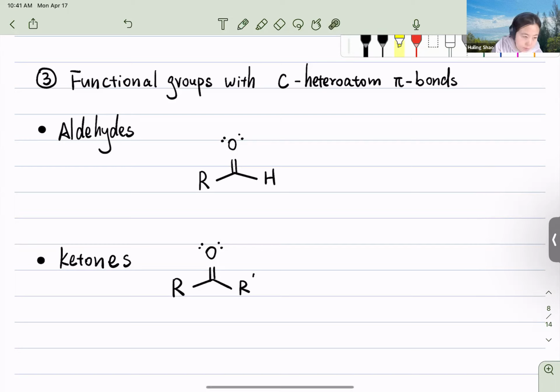So the typical class of example we have is carbon bonded to an oxygen via a double bond. In here, we have aldehydes and ketones. They're pretty similar. For the general formula of aldehydes, you have an R group bonded to the carbonyl carbon, and at the end, you have a hydrogen. Whereas in the ketone, on both ends, you have alkyl groups.